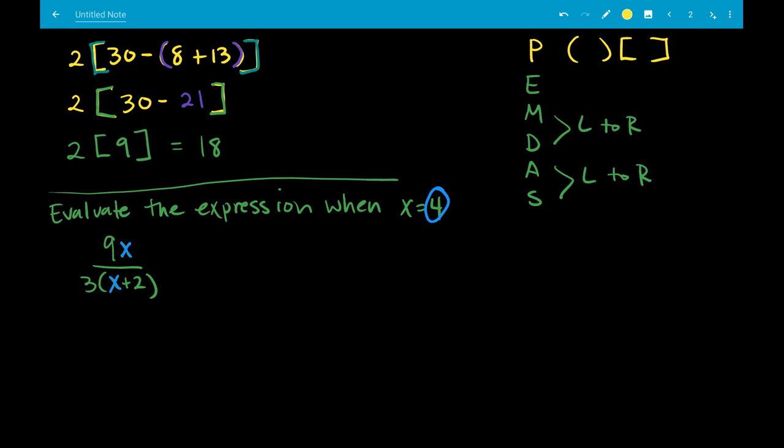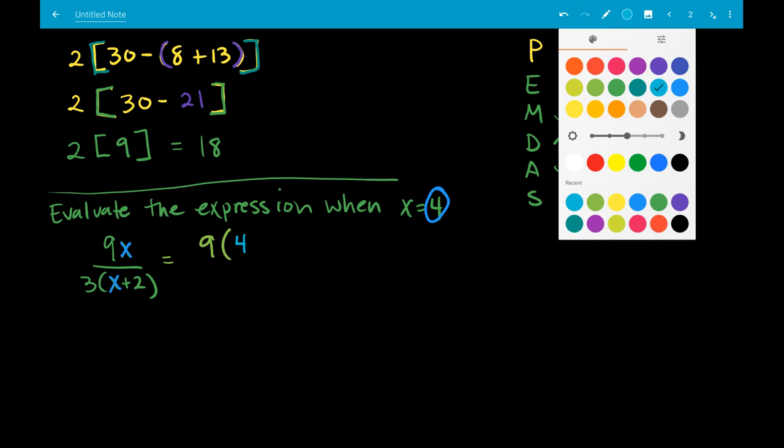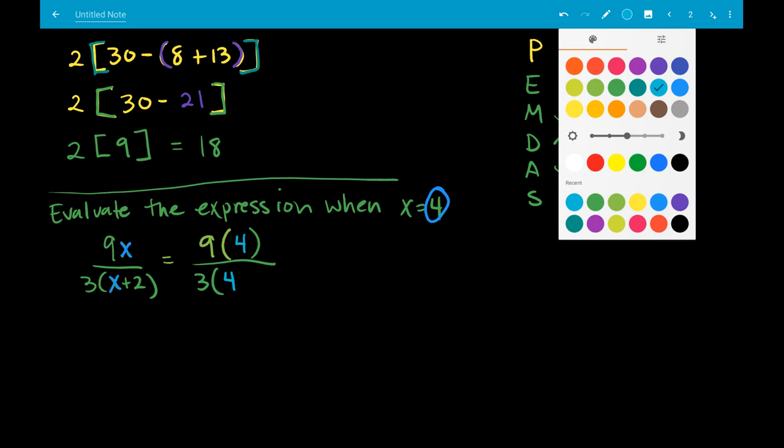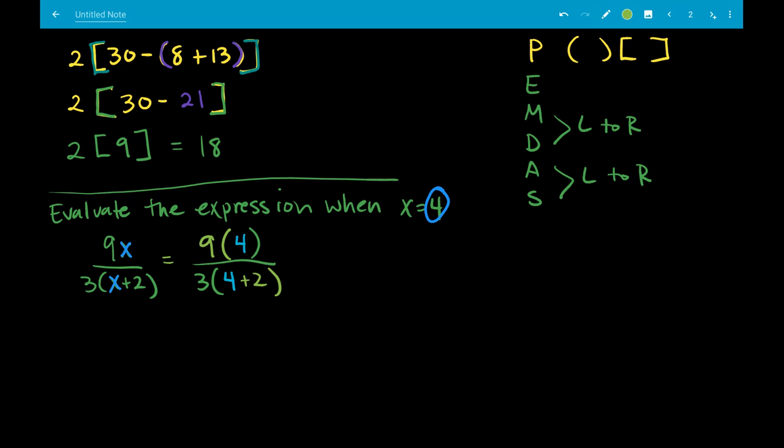So I have, it's the wrong color. I now have 9 times 4. I'll change that color again. So I have 9 times 4 divided by 3 times 4 plus 2. These greens look a lot alike. I keep switching those up. Anyway, so I just plugged 4 in for the x's in the expression, and now I need to decide what it is I do according to my order of operations.